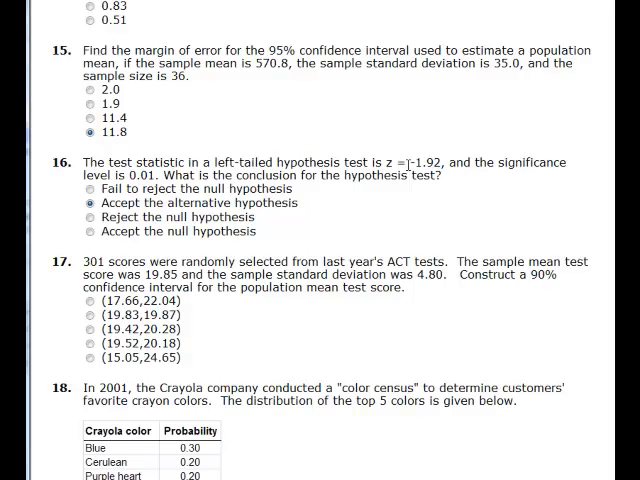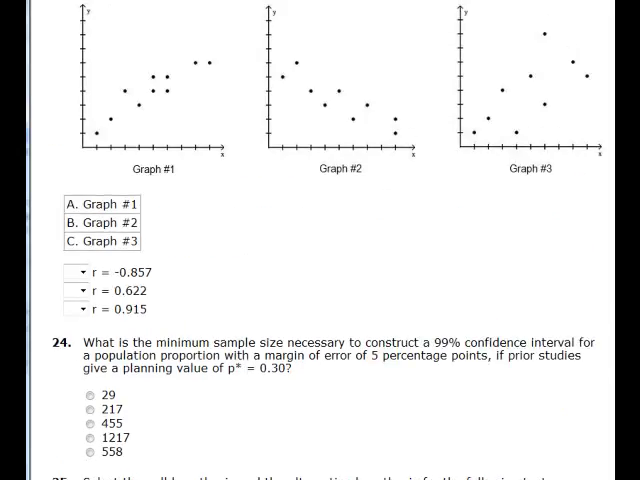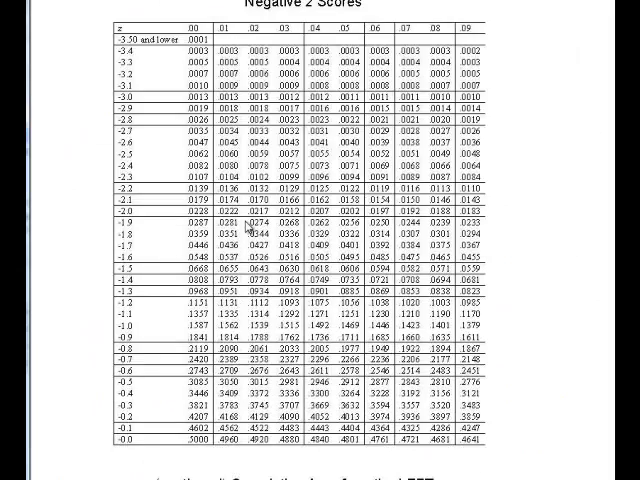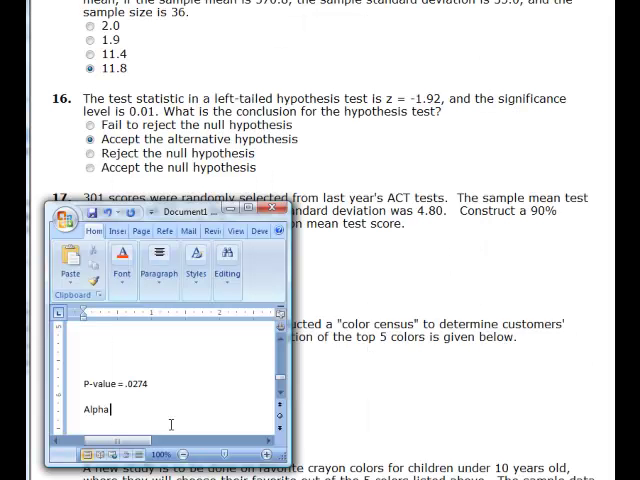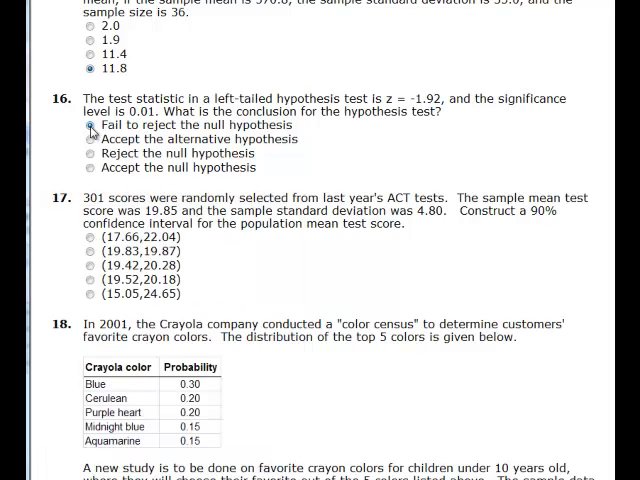So given this information, since we have the test statistic and we know it's a left-tailed test, we can actually just look up this value in our z-scores table. So if we look up negative 1.92, we're going to get a p-value of 0.0274. And our alpha was 0.01. So in this case, the p-value is greater than the alpha, and that means that our conclusion would be to fail to reject the null hypothesis.